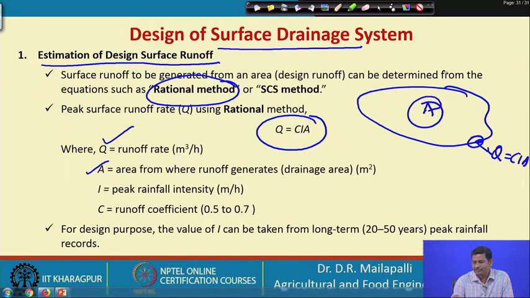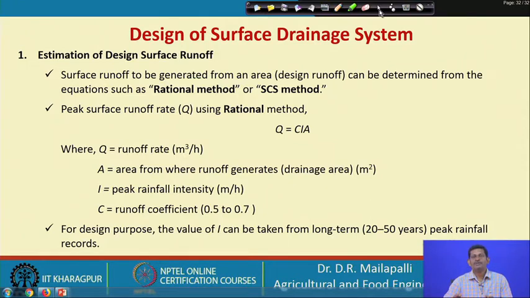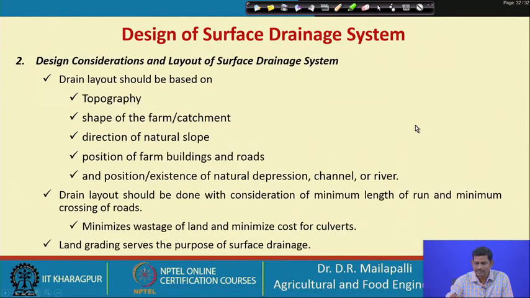This is the area of the particular piece of land from where water is draining or running off for a particular storm event. I is the peak rainfall intensity and C is the runoff coefficient, usually taken from 0.5 to 0.7. The I can be taken from long term, like 20 to 50 years, peak rainfall. With this you will know the maximum runoff this particular land surface can result. Based on that you will be planning for the carrying capacity of the surface drain. That is the main intention.